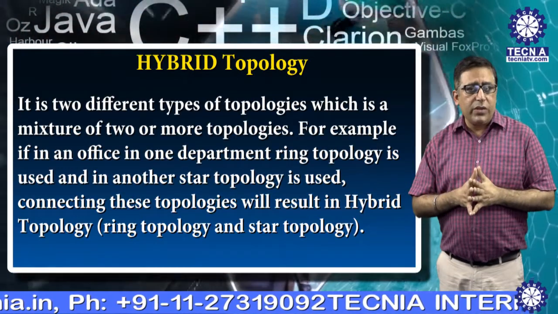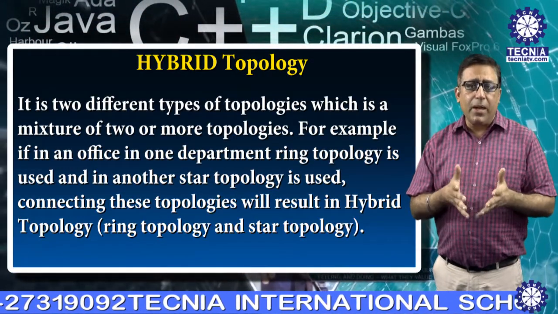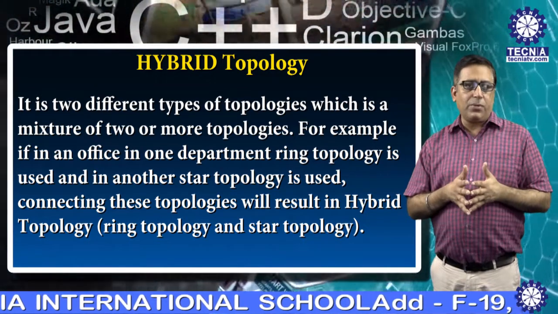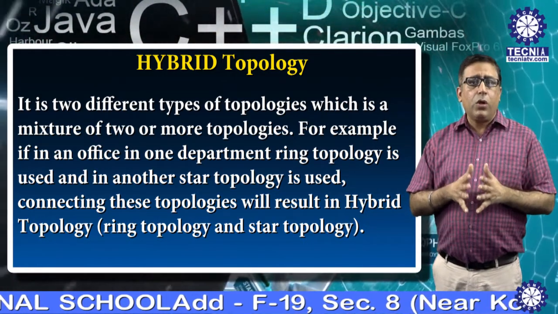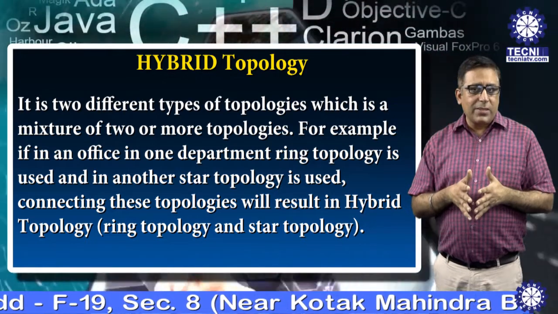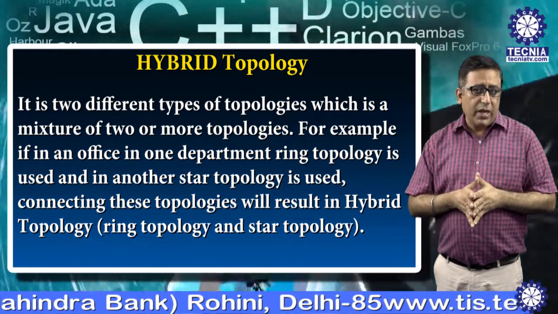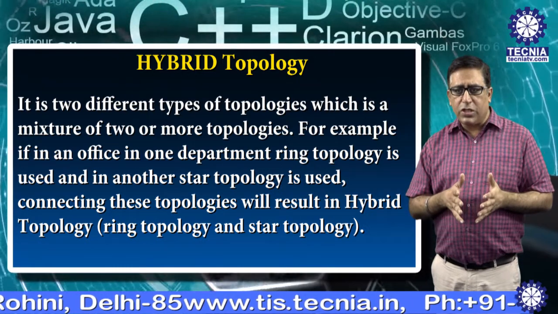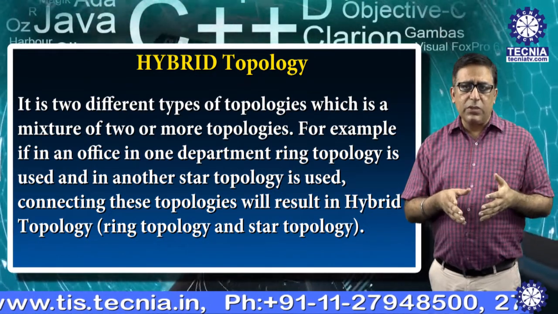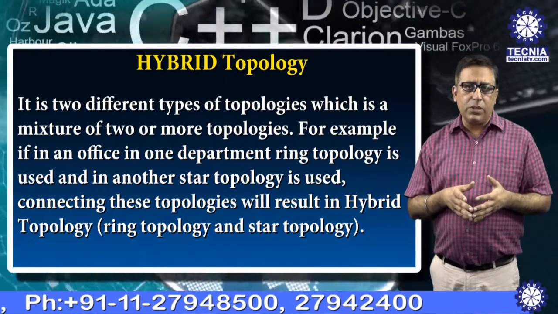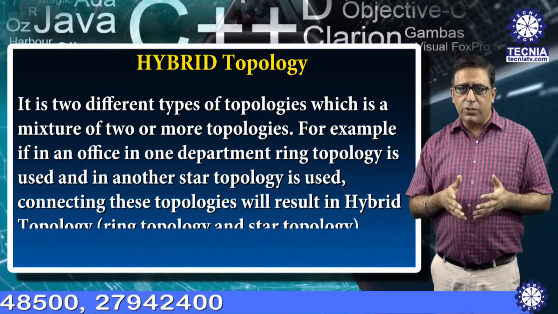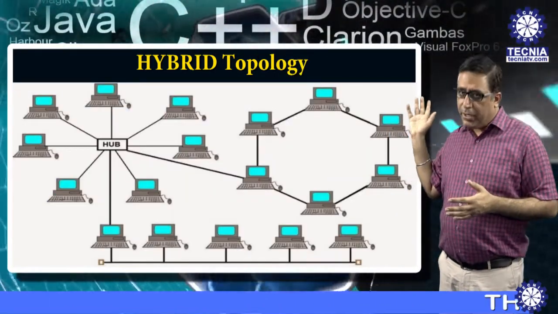The next topology we are discussing is hybrid topology. It is a mixture of two or more different types of topologies. For example, if in an office in one department ring topology is used and in another star topology is used, connecting these topologies results in hybrid topology. Ring topology and star topology. Now you can see the diagram of hybrid topology.